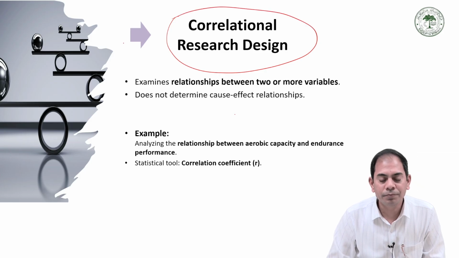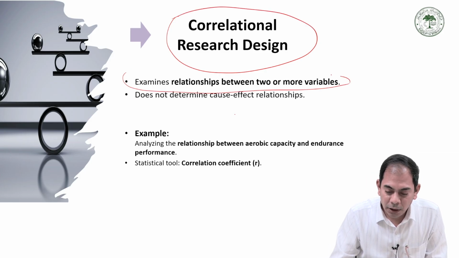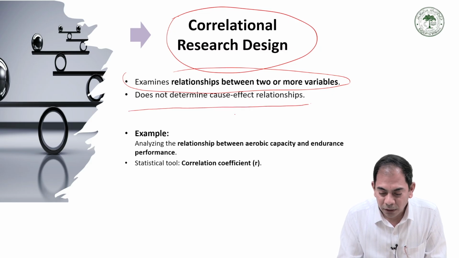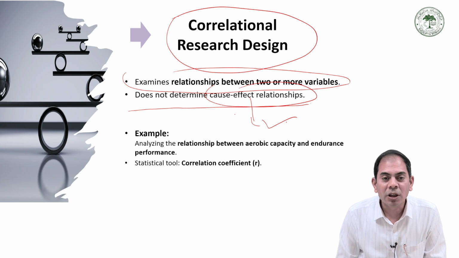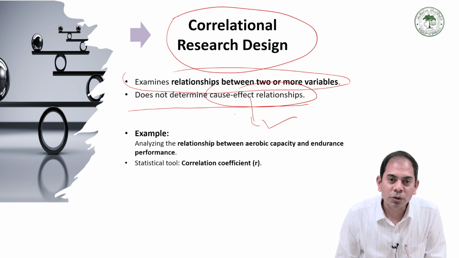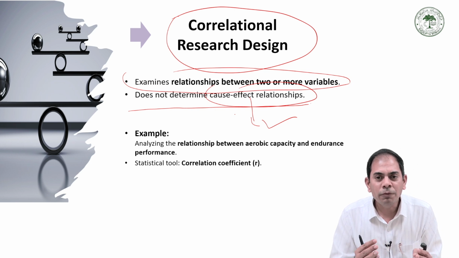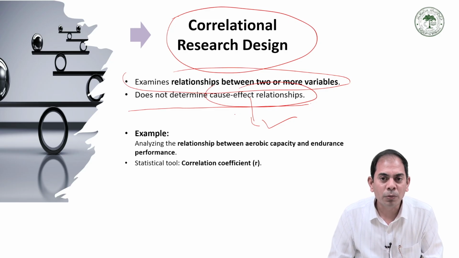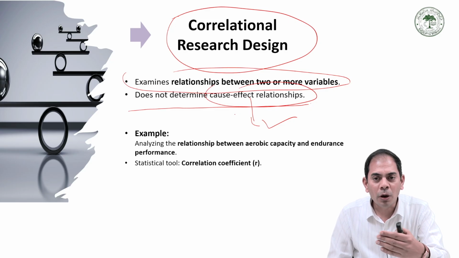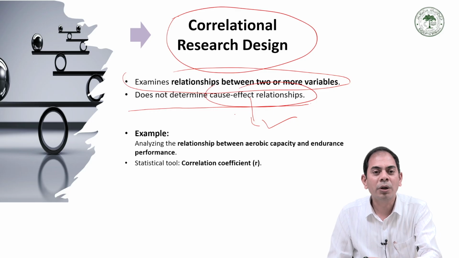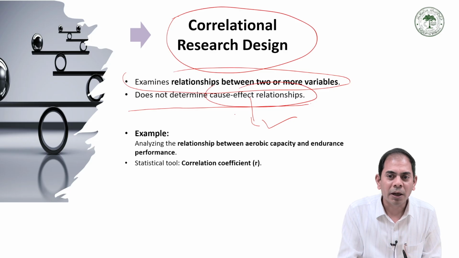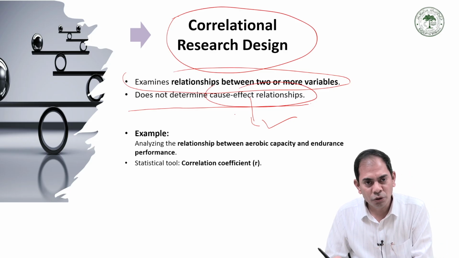In correlation research design, the first thing is to examine the relationship between two or more variables; it does not determine cause and effect. So this is a very important thing: a cause and effect relationship is not determined in that case. The correlation research design, as a type of non-experimental research, is generally used to study the relationship between two or more variables without changing or controlling them. It helps the researcher understand whether the variables are connected and how they change together.